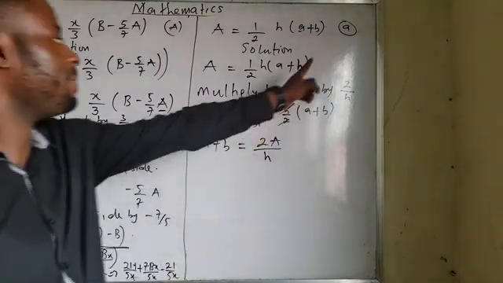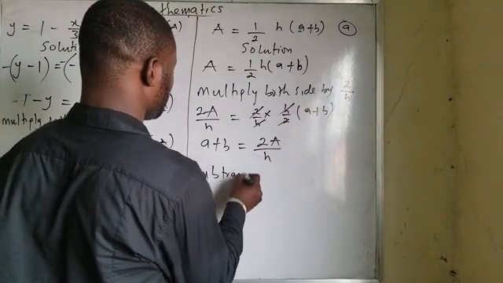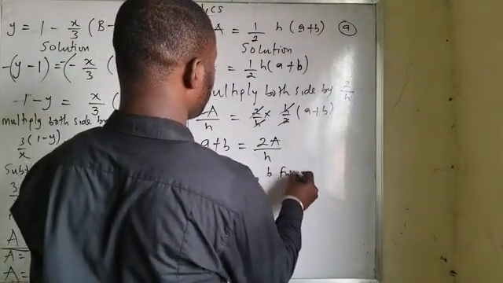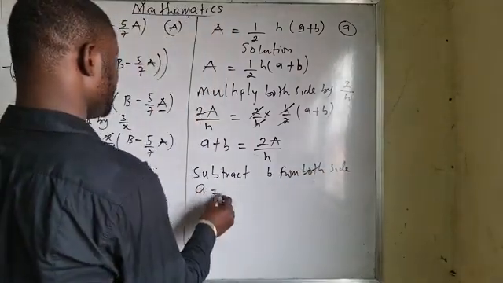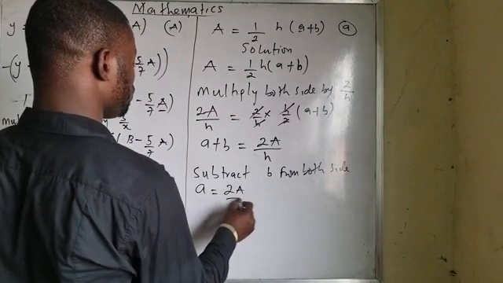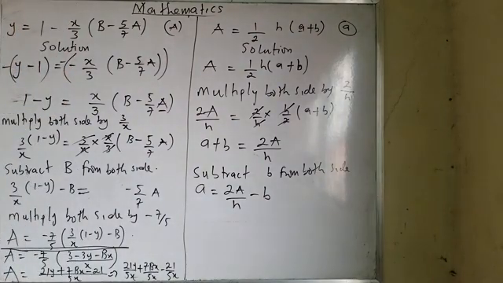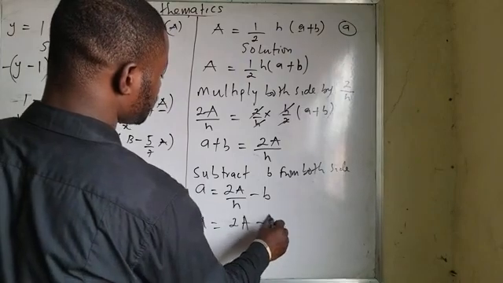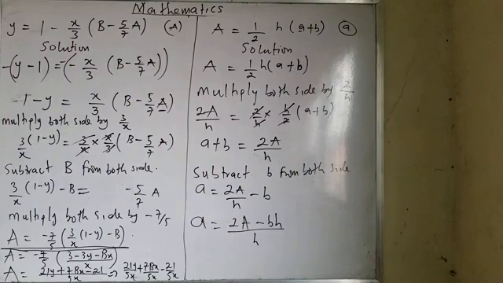What am I making the subject? I subtract b from both sides, which gives a equals 2a all over h minus b. That is my answer, which I can also say a equals 2a minus bh divided by h, whichever anyone prefers. I'll be stopping here. I think you are good to go with this.